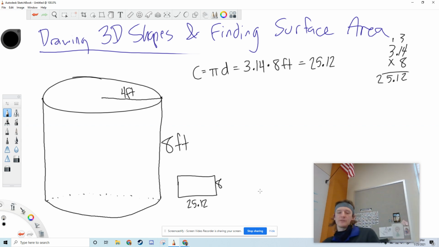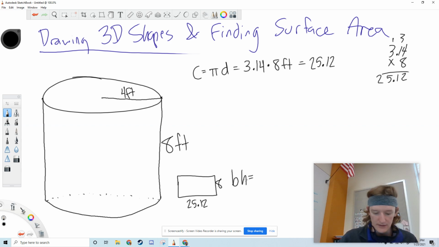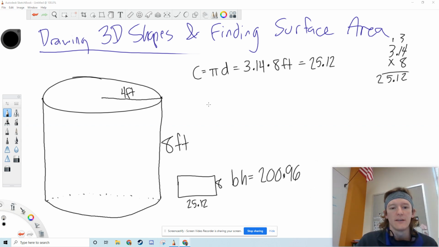I'm going to use a calculator for the rest of these because I don't want to take up too much of your time. But we need to do our area of a rectangle. It's base times height. So we're going to do 8 times 25.12. We get 200.96 for our rectangle.